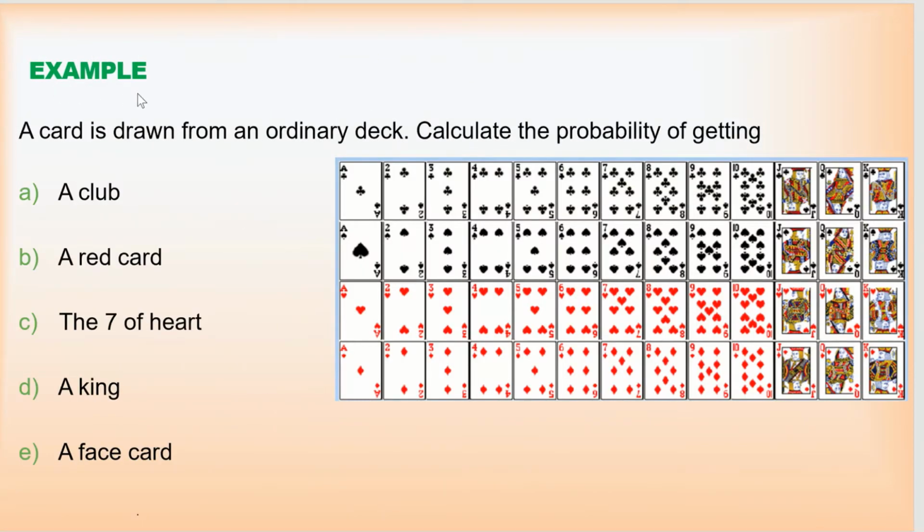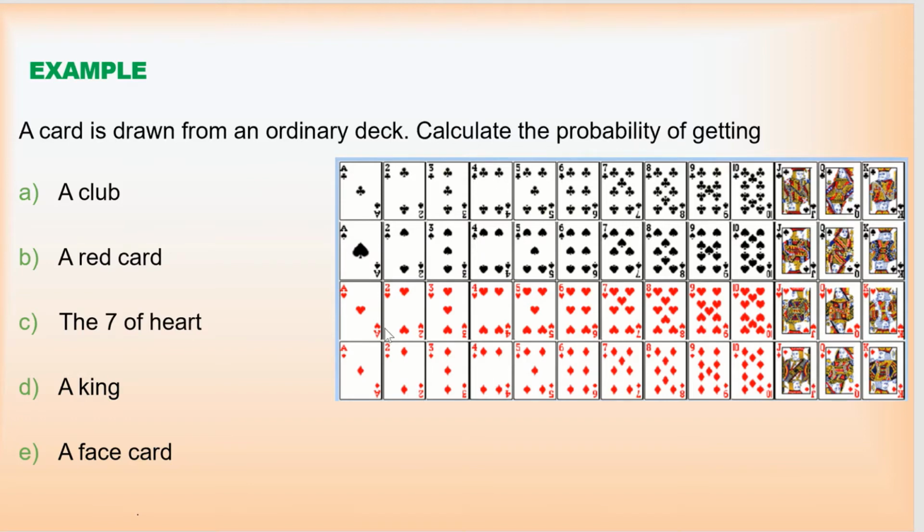Here is an example based on the classical definition of probability. A card is drawn from an ordinary deck. We have to calculate the probability of getting these. So whenever we talk about the ordinary deck of cards, always remember that there are 4 different types of cards. The first type of cards, they are here. They are called club. The second type of cards that you'll see here, that is the spade. Third type of cards that you'll see here, these are the heart. And the fourth type of cards that you'll see here, these are diamond.